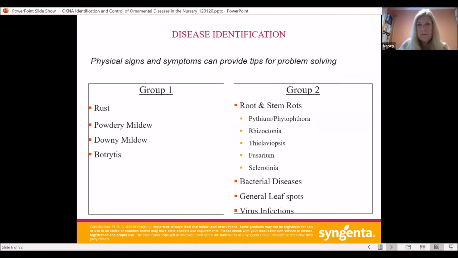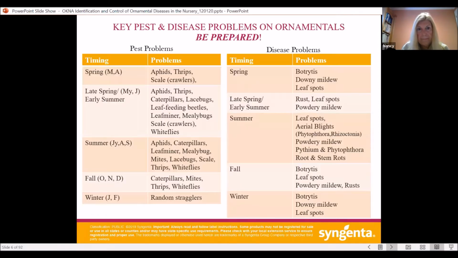Okay, so these were the groups that I was telling you about. The ones on the left in group 1 are fairly easy to identify because of the physical signs of the disease and the pathogen, where the ones listed in group 2 can be a little bit more difficult to identify, but we're going to try to cover some of these today.